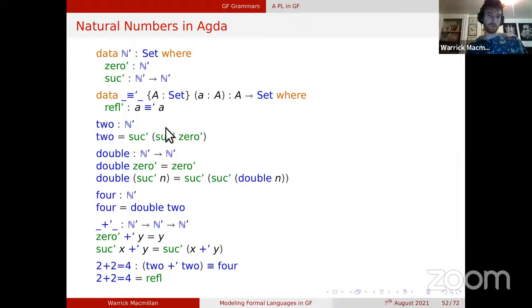2 is defined as just the successor applied twice. So you can say a double function by pattern matching. So double of 0 is 0. And if you have a successor, you just apply the successor twice and apply it recursively. And then 4 is equal to double 2. You define addition by recursion after you deconstruct the first argument into its constructors. And this theorem right here says 2 plus 2 equals 4.